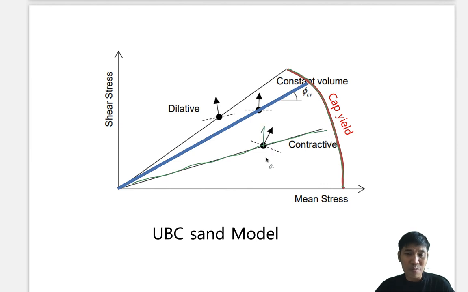It can move up by hardening, and they can set that if the U function is lower than the blue line, it's the so-called constant volume line, and below the blue line the soil will become contractive. Contractive means it's compressed. If this line is higher than the blue line, the soil becomes dilative, or expands. So that means you have to input the value of the VCV. What is VCV? It is the V that governs the constant volume on this one.